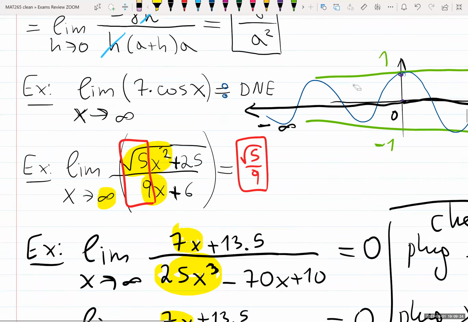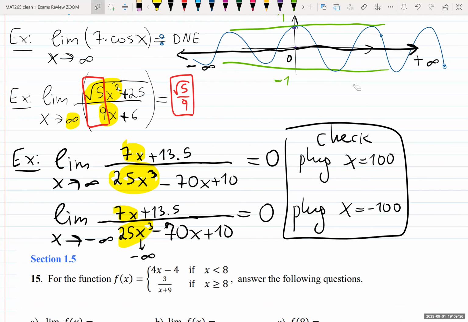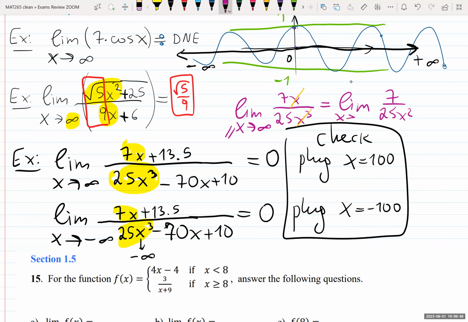If you're hesitant about this, let me write down one step and you will be like, yeah, that totally makes sense. This step we can legally write down only at infinity. Leader over the leader, 7x over 25x cubed. Check this out. Simplify x and x cubed, and it will be 25x squared. Boom. The denominator blows up to infinity and the numerator 7, so the limit is 0. So if you're hesitant, you can actually write down this little note.